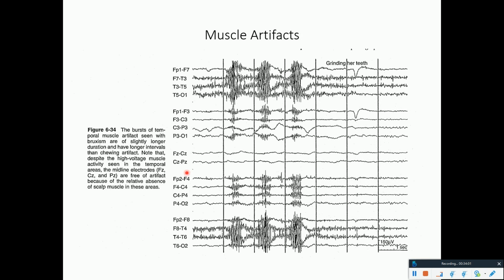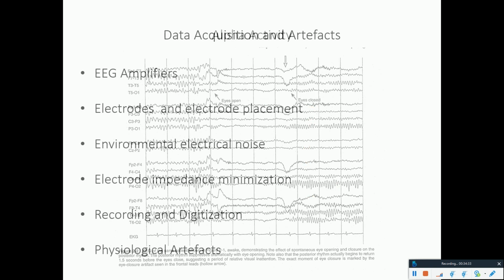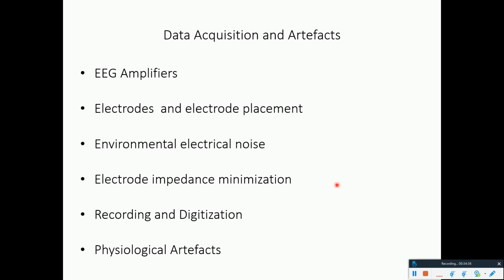Good. This is a different representation of muscle artifacts, so I don't think there is anything more to say about this. This shows a different representation of alpha activity. Again, here you see the alpha, then you see the eyes open, and then once the eyes are closed again, you again see alpha activity, in a different representation.